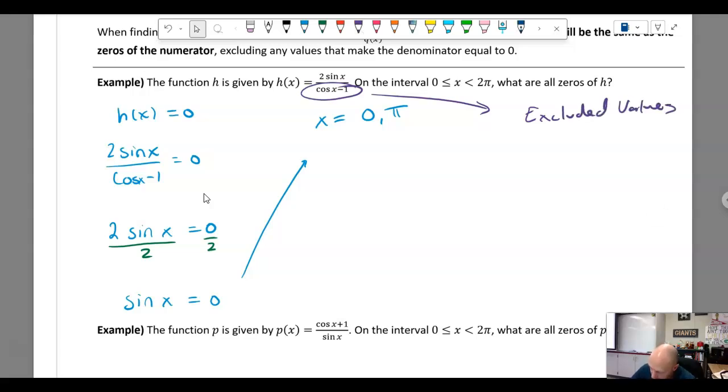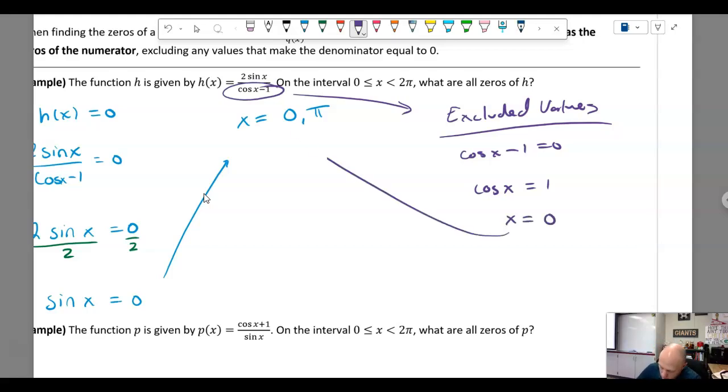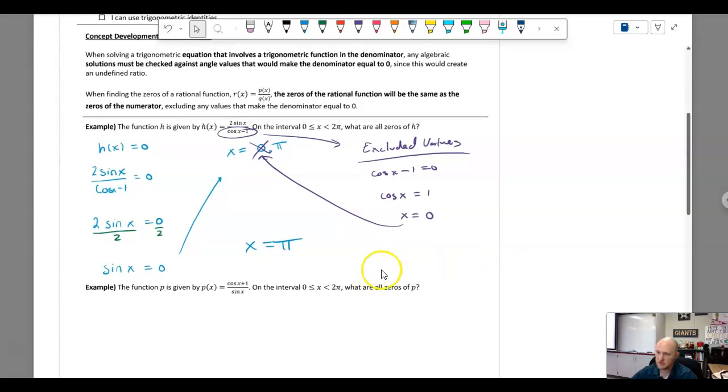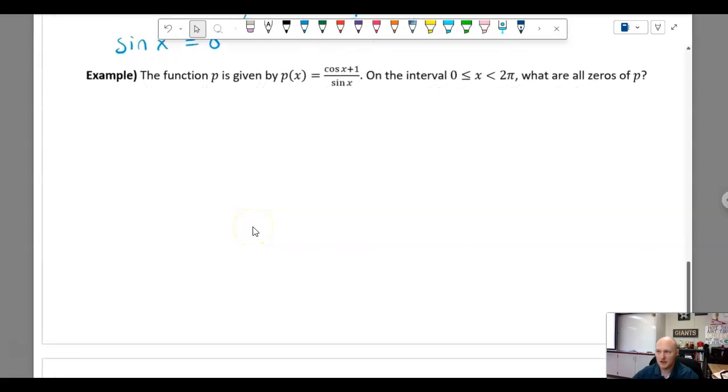These will be undefined values. This is where our denominator, cosine of x minus 1, is equal to 0. So we can solve this. Move the 1 over to the right hand side. Where is cosine of x equal to 1? Well, that happens at angle 0. Oh man, check it out. Look at that. We're going to throw that answer out. So our only answer for this equation is pi. That's an excluded value, and I think technically what will happen there is you would have a hole, potentially. Excluded value, we don't include that one.